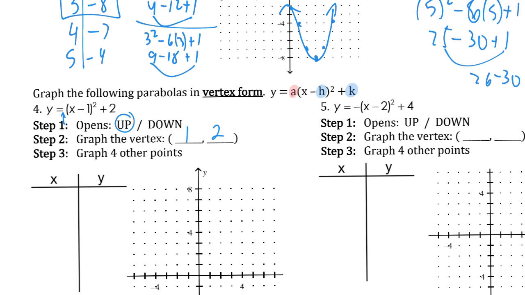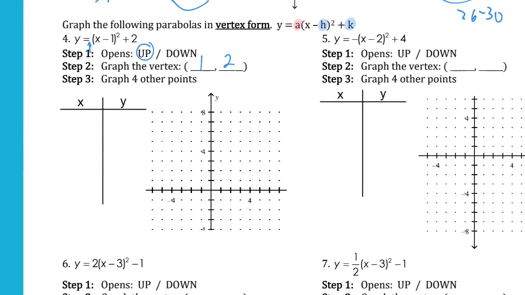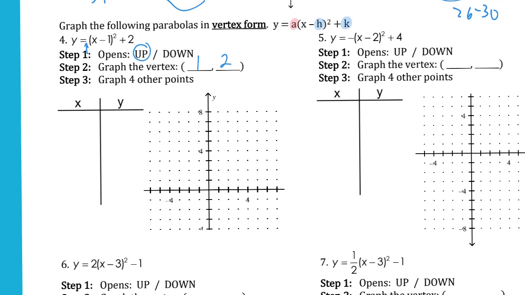So (1, 2) is your vertex. And so to graph this, just like when you found the vertex on the previous ones, that's going to go in the middle. And you're going to pick values on each side. So pick x values, and we're going to plug those into our function and figure out what the y value will be to match them. So let's start with plugging in 2.